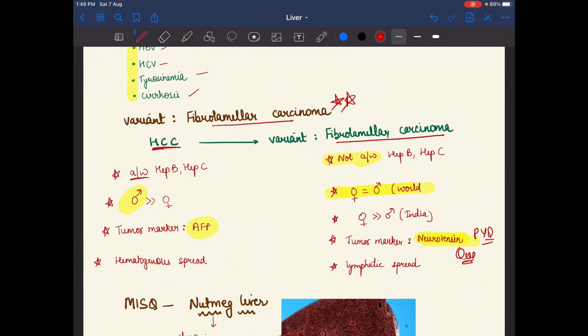Now hepatocellular carcinoma spreads through the hematogenous route, while fibrolamellar carcinoma spreads through the lymphatics. All carcinomas spread through the lymphatics, but hepatocellular carcinoma is an exception, as it spreads through the hematogenous route. So HCC spreads hematogenously, while fibrolamellar spreads through lymphatics.